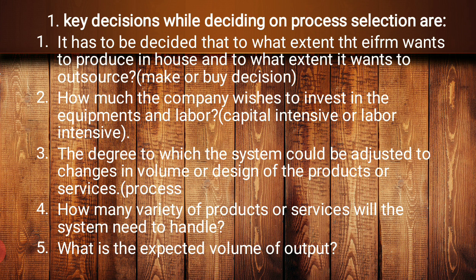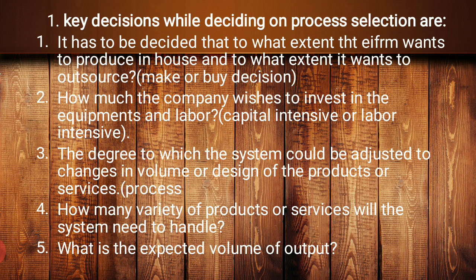Number 2 that comes up is how much the company wishes to invest in equipment and labor. That means whether the company is capital intensive or labor intensive. Whether it wants to invest more in machines, or whether it wants to select a way through which it produces through labor. So it depends. That is the second important thing it needs to consider.